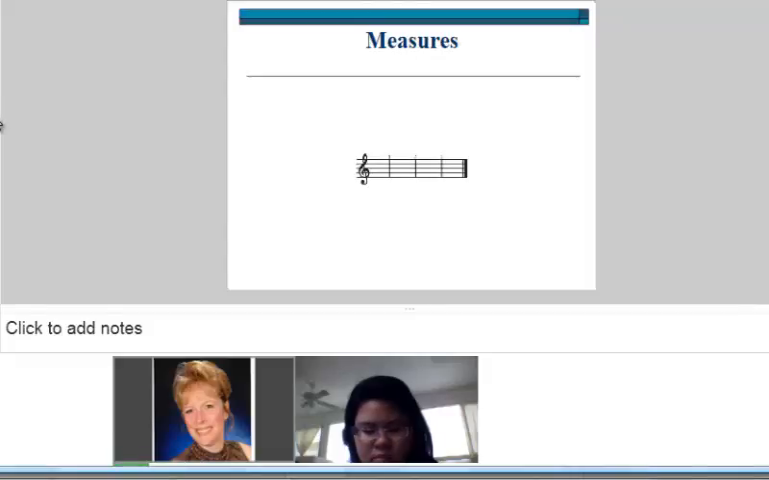Measures. The vertical lines on the staff mark the measures. Measures divide and organize music. The thick double line at the end marks the end of a piece. Measures are sometimes marked with numbers to make navigating the piece easier.